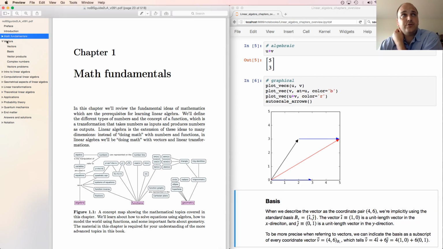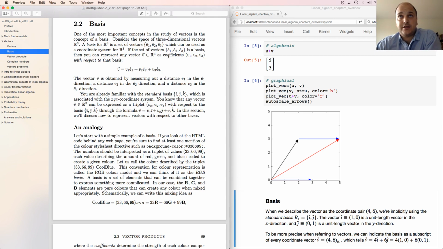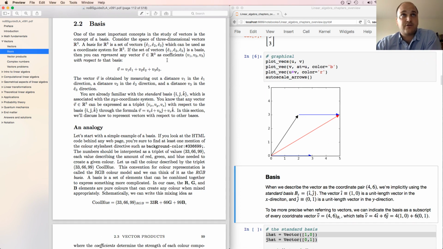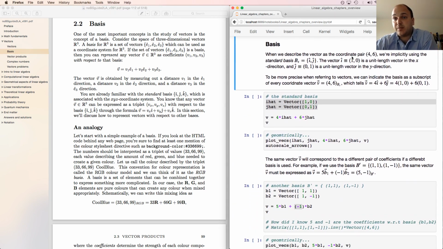Chapter 2 is also about vectors. It's a review of vectors, and really goes into the details. But one thing I really want to talk about, and which will be useful to show with these graphs, is the notion of a basis. A basis is perhaps the most important concept throughout the book, and it's really worth talking about a little bit here. So what is a basis? A basis is the coordinate system you use to describe vectors.